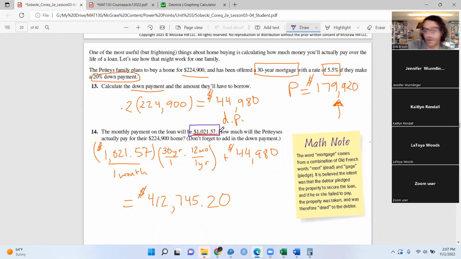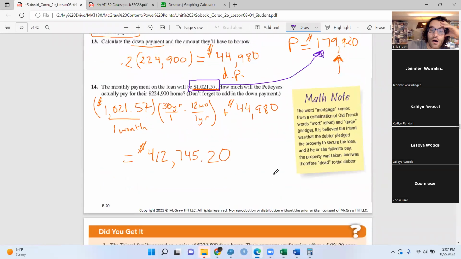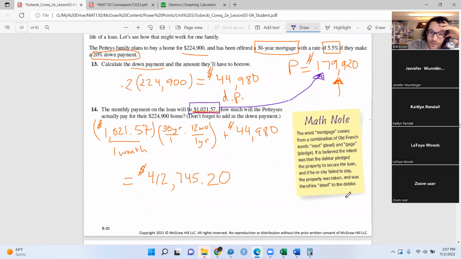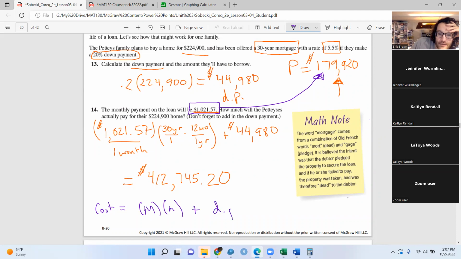So they pay the taxes that I owe whoever, and they pay the mortgage insurance or the home insurance. We don't know if that was included in this payment. This might be just the cost to finance this mortgage, and then the home insurance and the taxes are going to be added on top of that. It's going to be a higher amount. Now, do you all see the formula here that we're working with? It's the monthly payments. So total cost of the home is the monthly payments times the number of payments plus the down payment. Same thing as the cost of a car, just typically the numbers are a lot bigger.